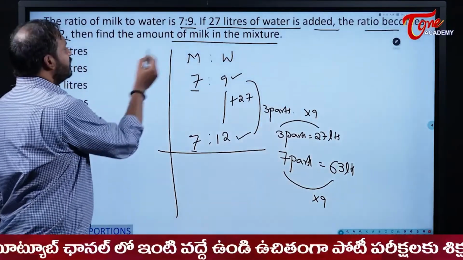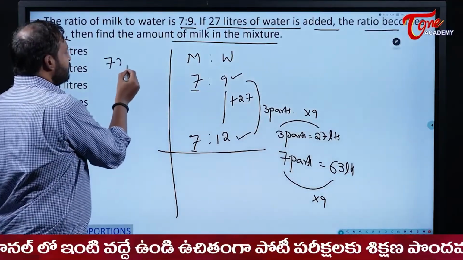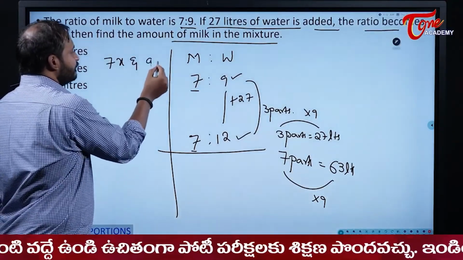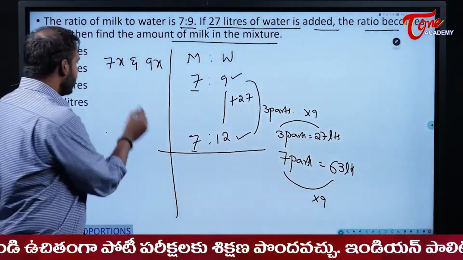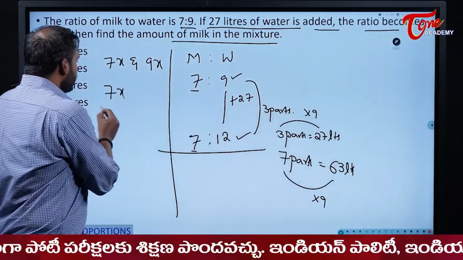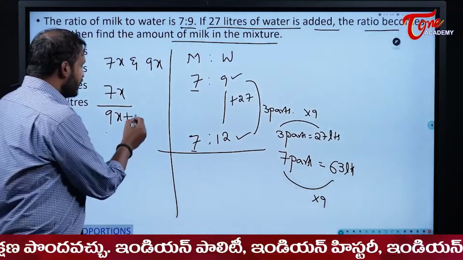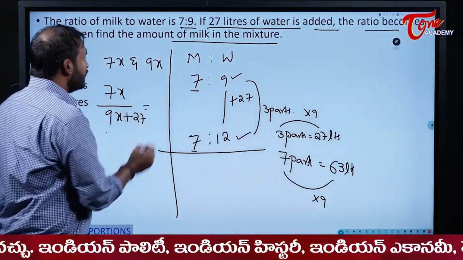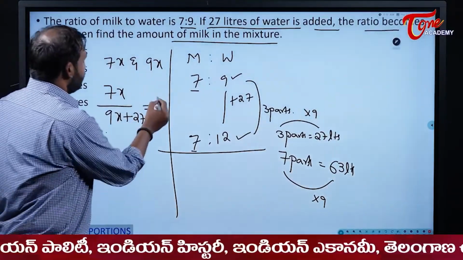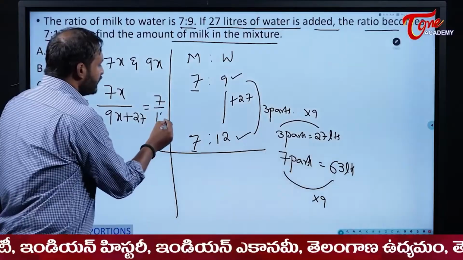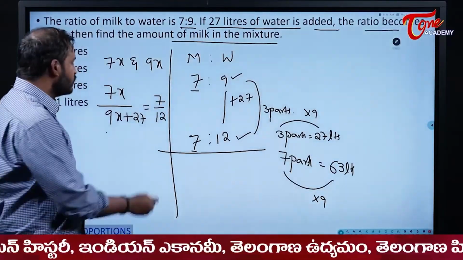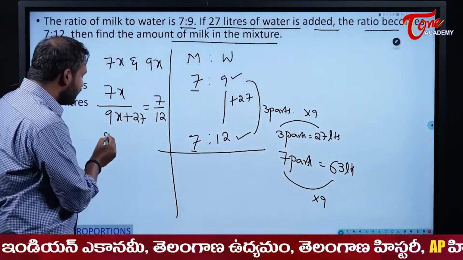For example, what we can do is, initial quantities are 7x and 9x. Now to this 7x and 9x, there is no change in milk quantity, but there is a change in water quantity. What is it? We are adding 27 liters of water. Then the ratio became 7:12. So now when I cross multiply it, what will I get here?